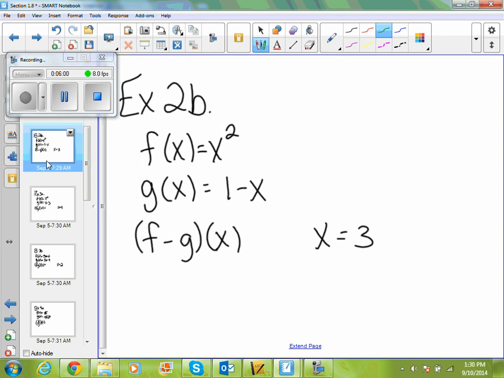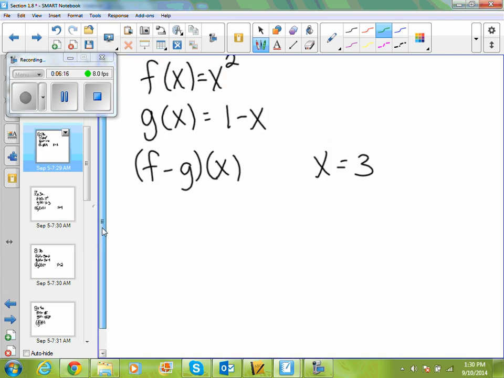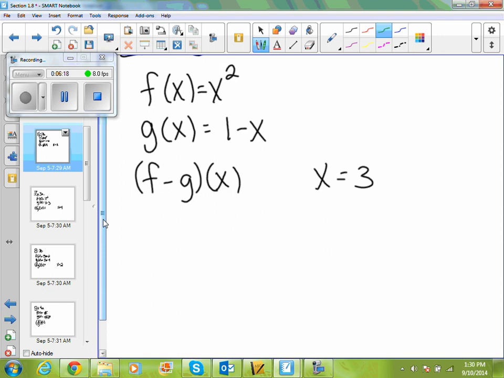Alright, let's look at another one. f of x equals x squared, and g of x equals 1 minus x. And then finding my function f minus g of x when x equals 3.